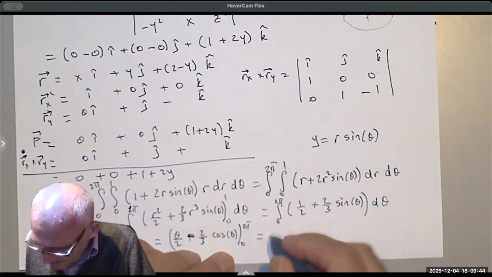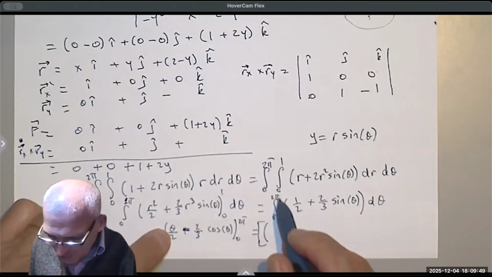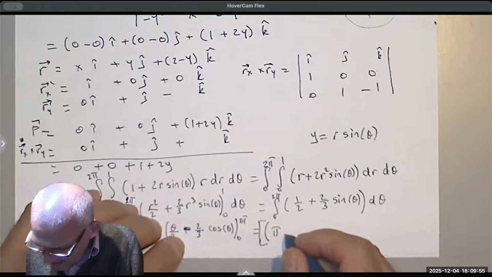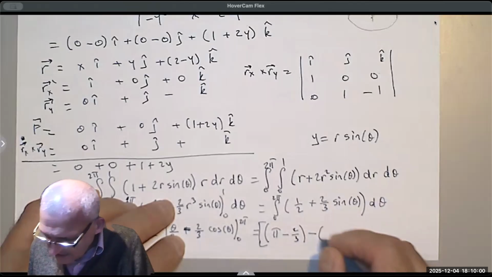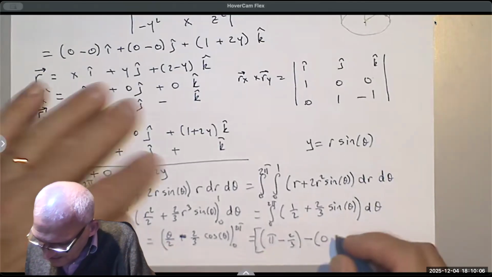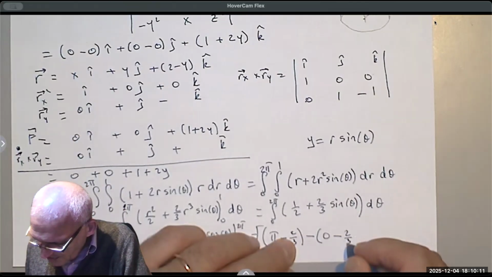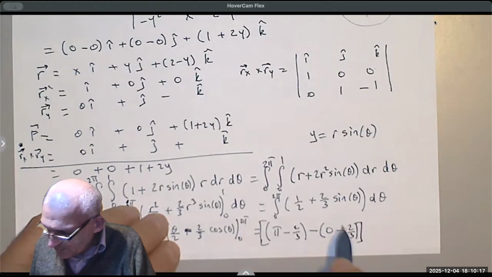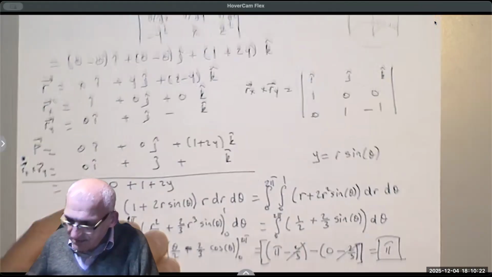In the first pair of parentheses, I substitute 2 pi for theta, so 2 pi over 2 is pi, minus 2/3 cosine 2 pi, which is 1, so minus 2/3. And then you substitute 0: 0 over 2 is 0, minus, and cosine 0 is 1, so minus 2/3. So I get negative 2/3 minus negative 2/3, which cancel, and my answer is pi. So that integral yields pi.